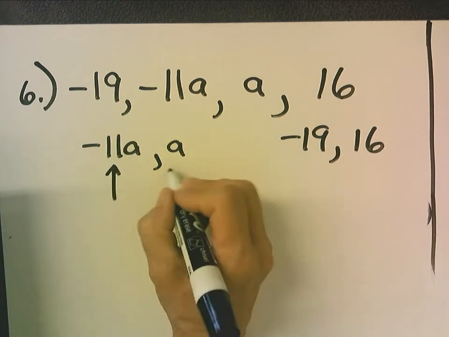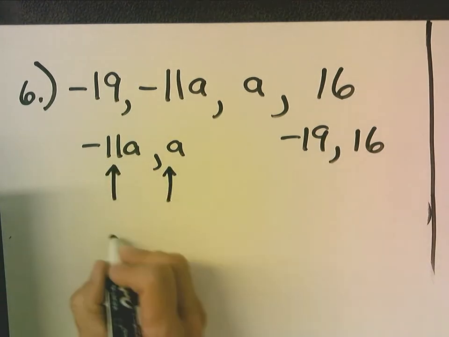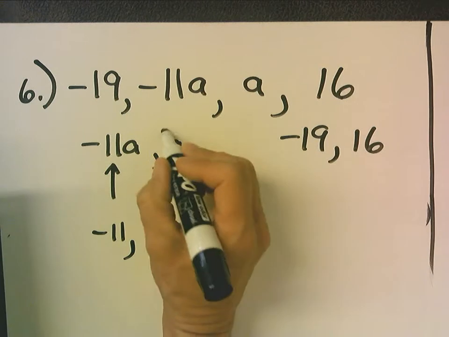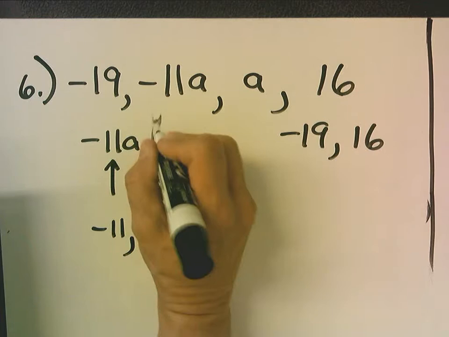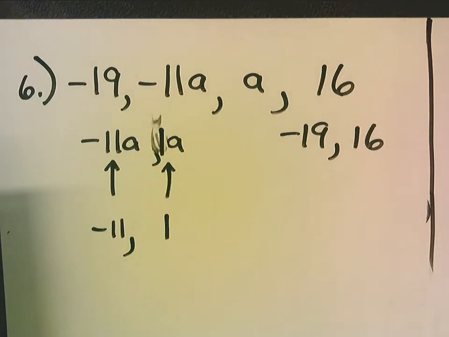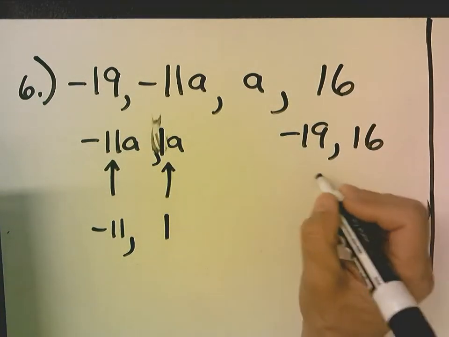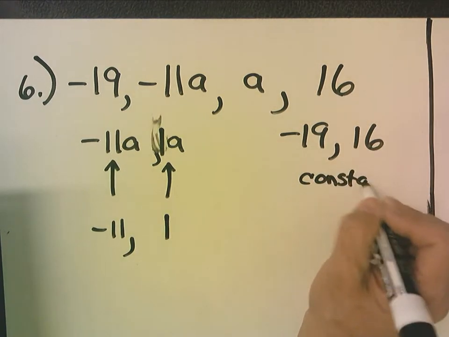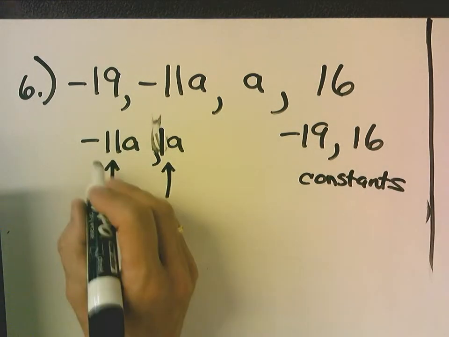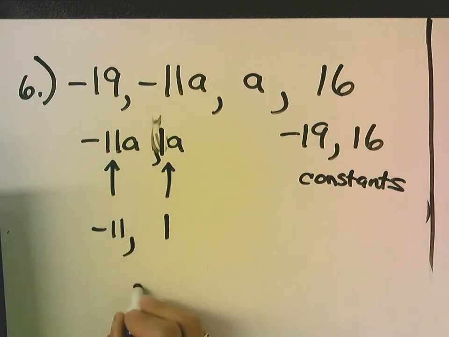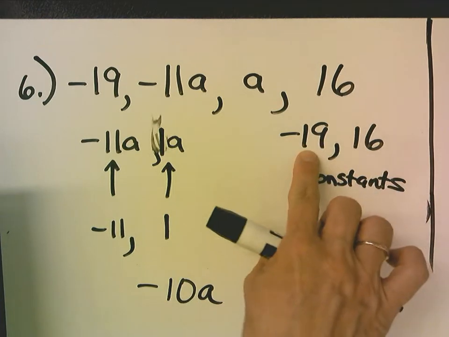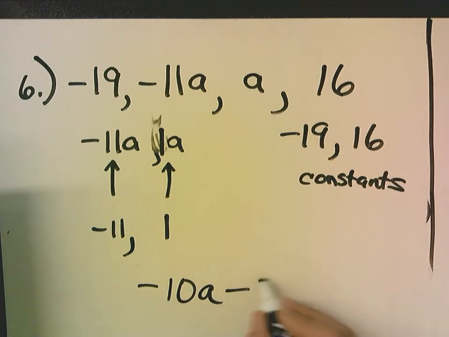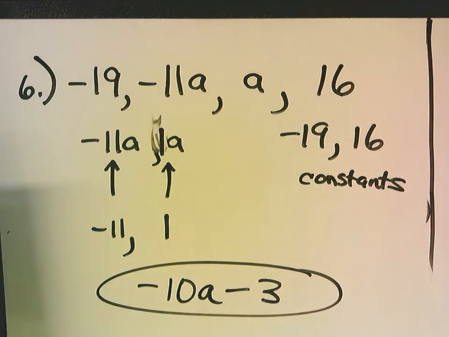My coefficients are the numbers that multiply the variable. So I have negative 11, and when there's nothing there, that means there's a 1. So my coefficient is 1. And these are my constants. Constants are standalone numbers. So now I combine negative 11a and 1a, and I get negative 10a. I combine negative 19 and 16. The negatives win the tug of war by 3, so it's negative 3. Okay, so that's the end of 4C.